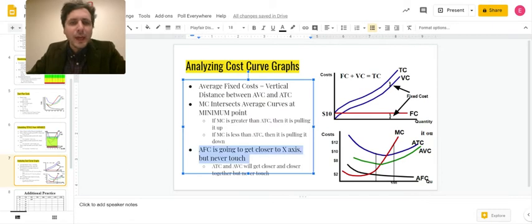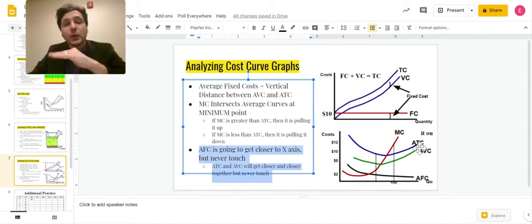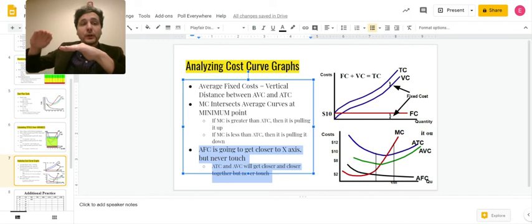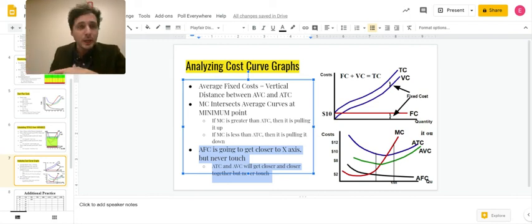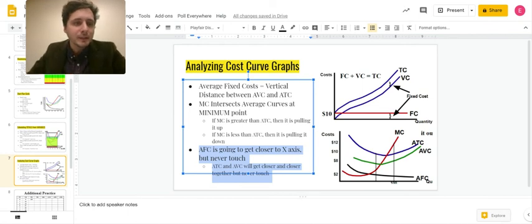And then finally, know that AFC always gets closer and closer and closer to the x-axis, but it never touches it. And because that distance is the same as this distance, ATC and AVC are always going to get closer and closer and closer, but never touch. The reason is the fixed cost stays the same and is divided by a greater and greater quantity, which means that the average keeps getting lower and lower and lower, but an average cannot be 0.